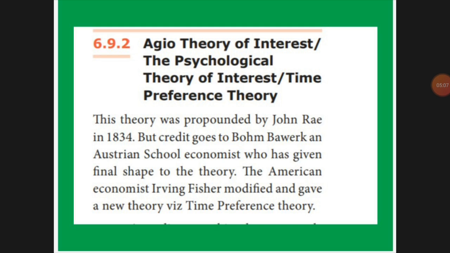That's why it is called the time preference theory. According to this theory, people prefer present goods. They want to enjoy the present, not the future, because he has quoted the proverb, "A bird in the hand is worth two in the bush." That's what he has quoted. In the future, anything can happen. We cannot predict what will happen.